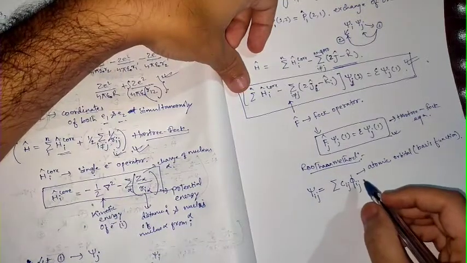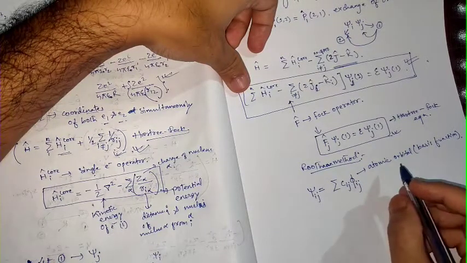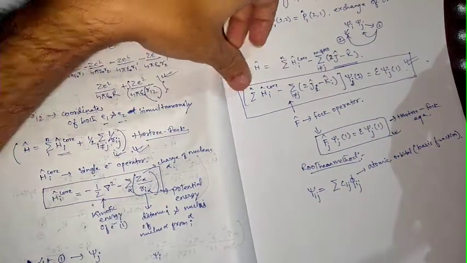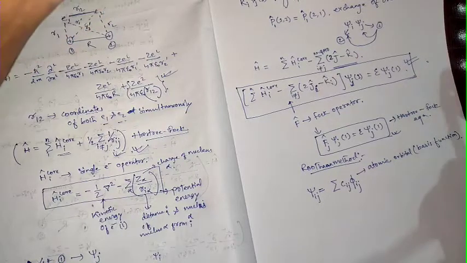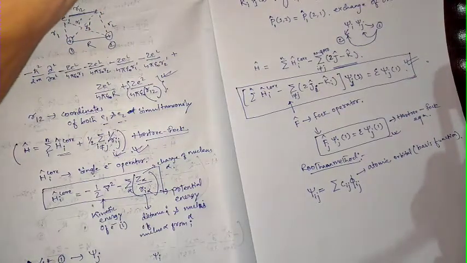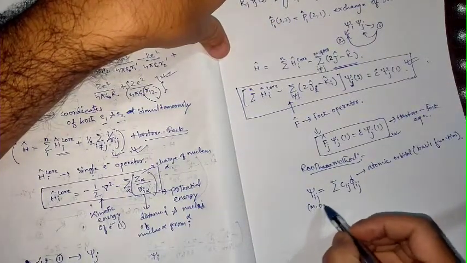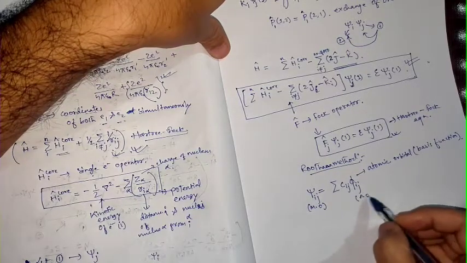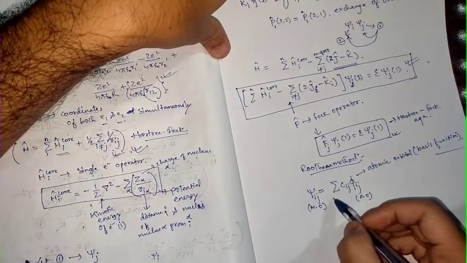You know the LCAO, linear combination of atomic orbitals, am I right? In that, what we have assumed is that all the atomic orbitals combine to give us the molecular orbital. So this molecular orbital is regarded as the combination of all the atomic orbital basis functions, which is given in this way.